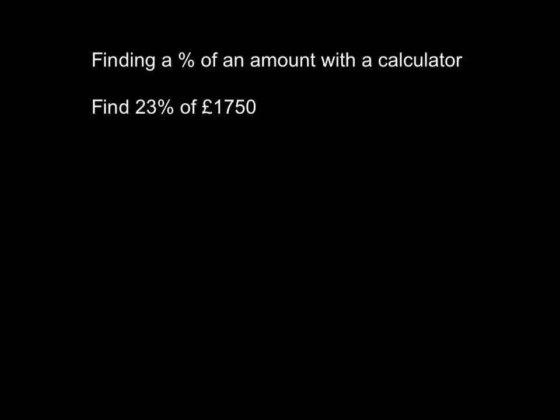So in this video, I'm going to start off by showing you how to find a percentage of an amount using a calculator. So suppose we want to find 23% of £1,750. But what we need to know is the decimal equivalent of 23%, and then we simply multiply 1750 by that number. So we take 1750 and multiply it by the decimal equivalent, which is 0.23.